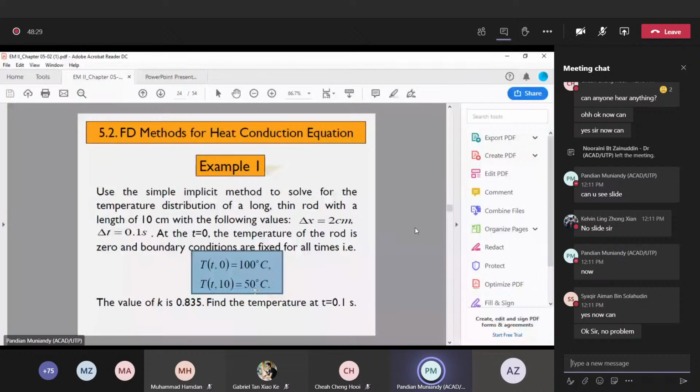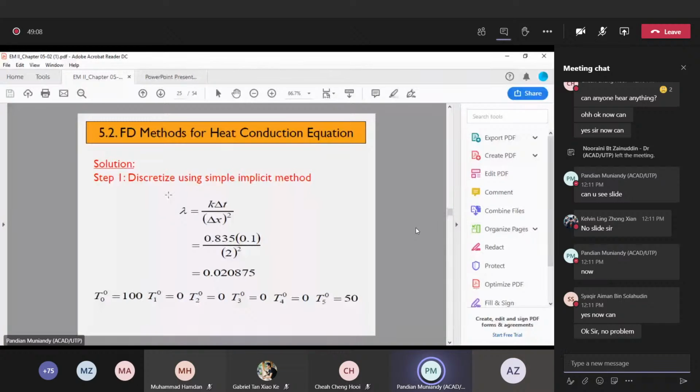That's why some of you asked why you don't want to find the temperature at T0 and T5. We only find T1, T2, T3, T4. The reason is this one is given, so no need to find. So we want to find the temperature at t equal 0.1, for x at 2 cm, 4 cm, 6 cm, 8 cm. Then you stop. So you have the matrix 4 by 4. So del lambda, you have to use this formula and you calculate.